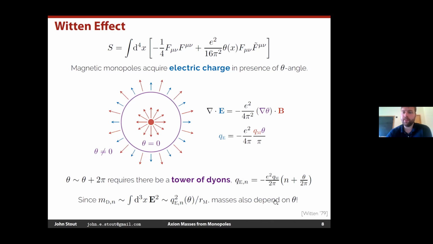And so we expect that if we can somehow integrate out these magnetic monopoles, or this tower of dyons, it will generate a theta-dependent vacuum energy for the theory. And so we'll generate an axionic effective potential.